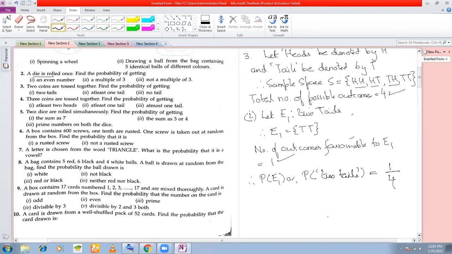Okay. Let's see the second question. At least one tail. Okay. So let's define the event E2 for question number 2.